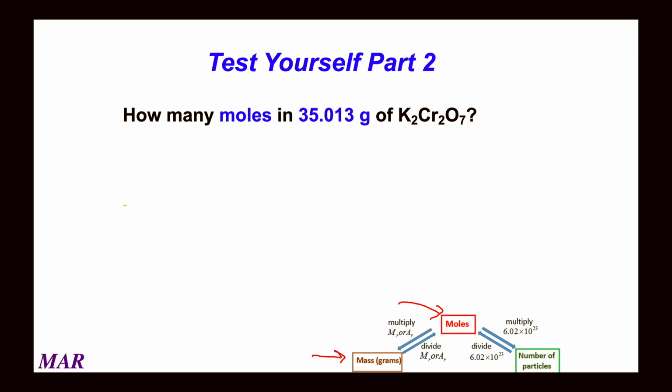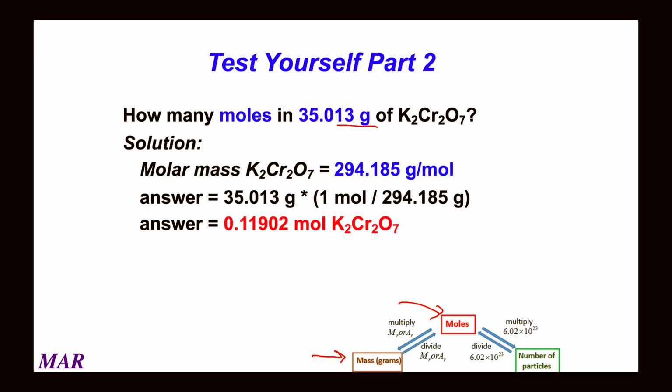And again, this is just good old dimensional analysis. We're starting with grams. We're going to use that grams per mole on the last page. We're going to have the grams part on the bottom and moles on the top, so the grams cancel out. So if you do that, here's the molar mass from the last page, 294.185. Grams on the top cancels grams on the bottom. Moles is the only thing left over. This has got a lot of sig figs in it, but 5 sig figs, 0.11902 moles potassium dichromate. So you can see how the molar mass allows you to go from the mass of an object to the moles with no problem.